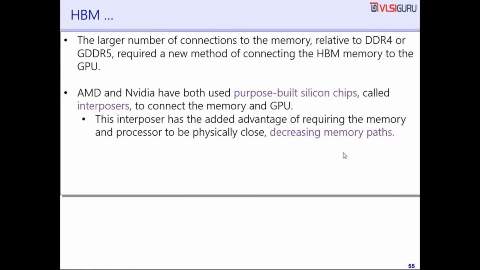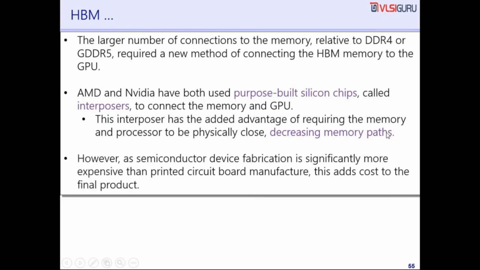But on a negative side, because memory and processor are placed close by, the processor generates a lot of heat that has a negative impact on the memory performance. However, as silicon device fabrication is significantly more expensive than printed circuit board manufacturing, this adds cost to the final product. See, a silicon interposer is nothing but a printed circuit board only. You can think of it like that.